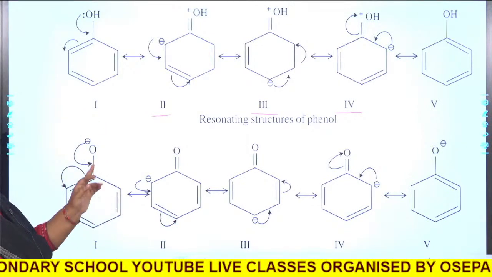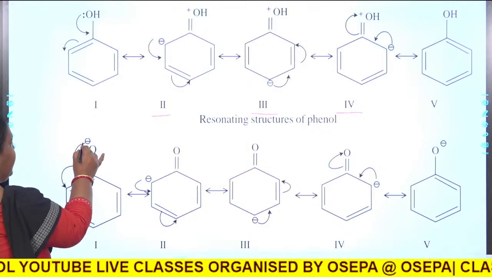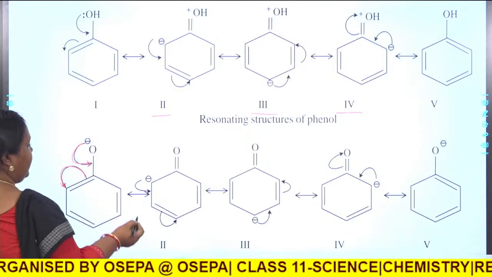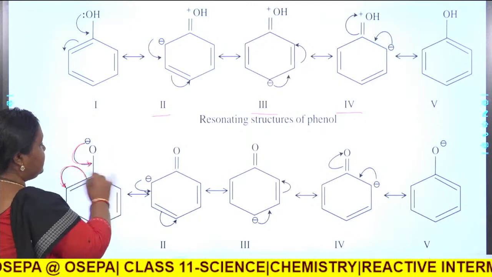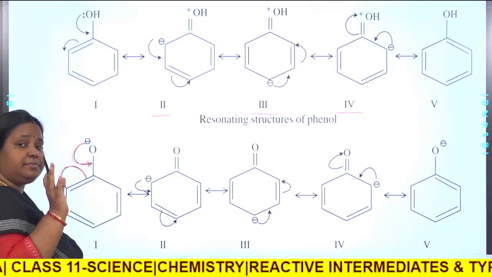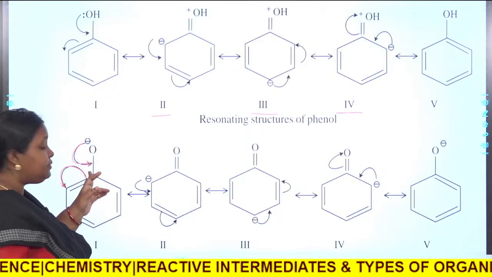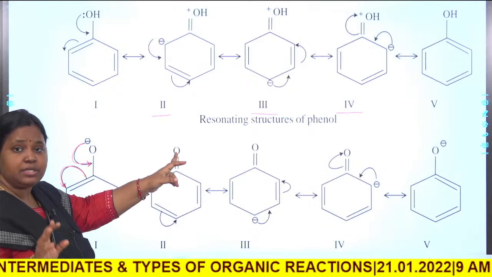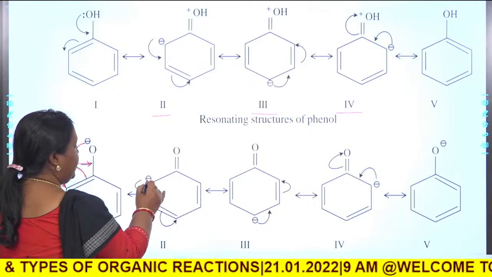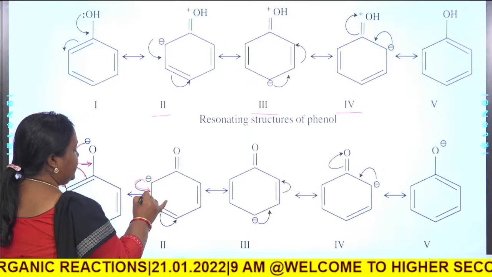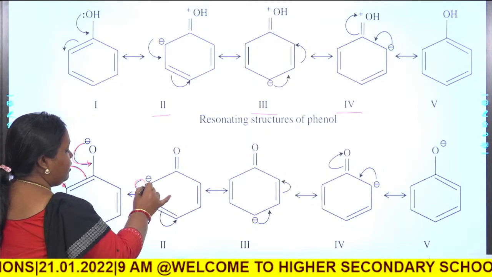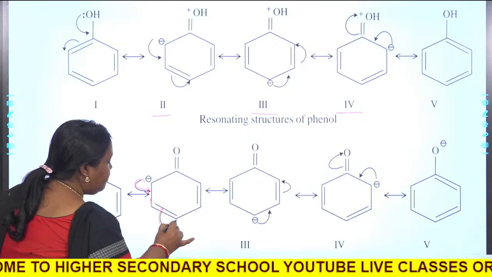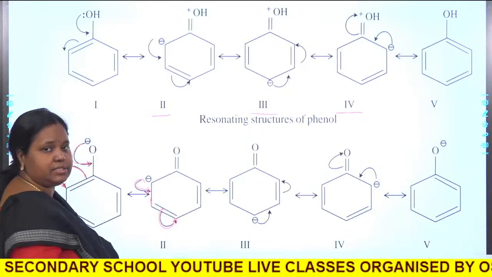But in case of phenoxide, only a negative ion is migrating in the entire ring. O minus, already a negative charge is there, this negative charge is shared by the oxygen. So, it becomes neutral. So, again minus, the negative ion moves into the carbon, and the pi bond will move to the adjacent carbon.